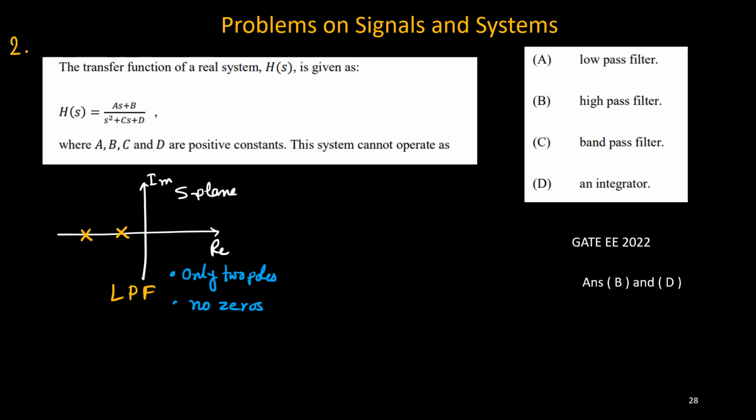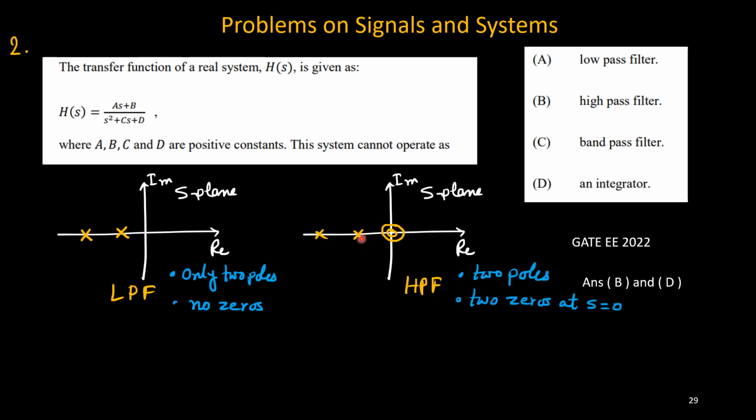Now for high pass filter, band pass filter, and integrator. For the high pass filter, along with these two poles, we should have two zeros at the origin. Only then will the system behave as a high pass filter. The number of poles on the left hand side should be the same as the number of zeros at the origin, because at very high frequency the numerator and denominator should cancel out and give a constant value. So for a second order high pass filter, two poles on the left hand side and two zeros at the origin.